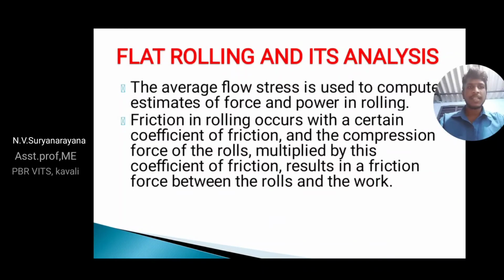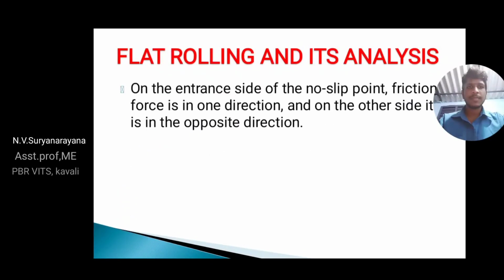Friction in rolling occurs with a certain coefficient of friction, and the compression force of the rolls multiplied by the coefficient of friction, which we already know is indicated by mu or m, results in a friction force between rolls and the work. On the entrance side of the no slip point, as I already told you, the work velocity equals the roll velocity; that point is known as the no slip point.